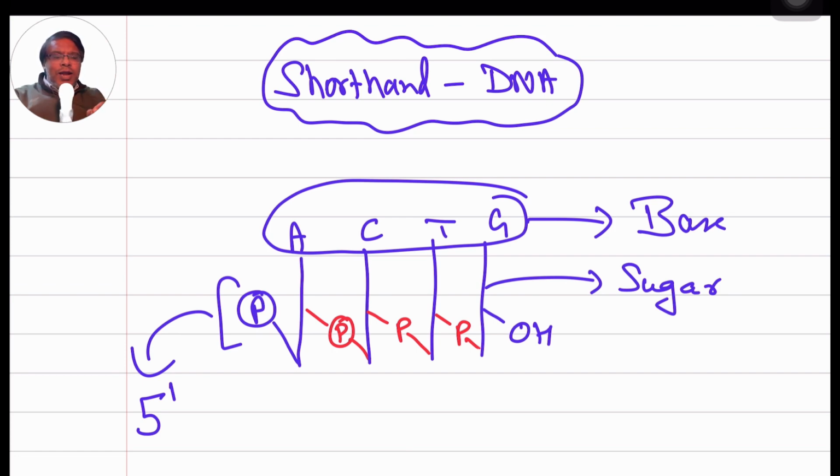Always remember, at the 5' end of DNA you have the phosphate group, and at the 3' end you have the OH group. So hopefully it is clear to you how you can represent the shorthand notation of DNA. Here we have shown only one strand.